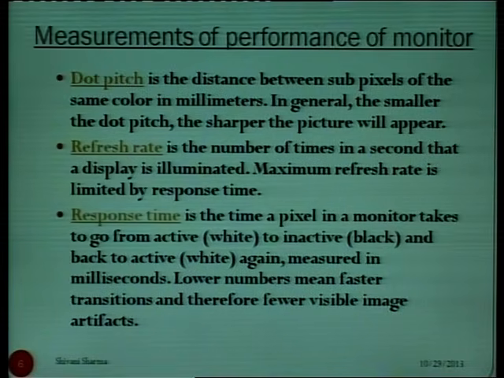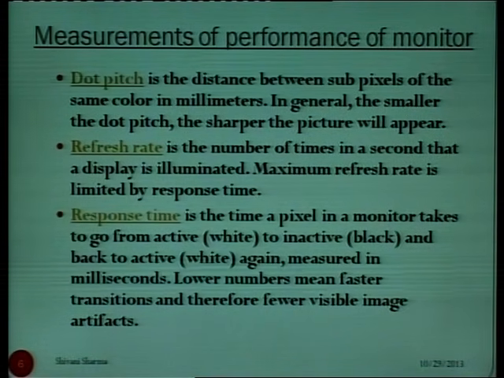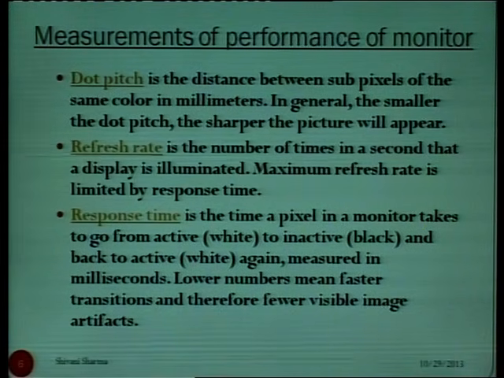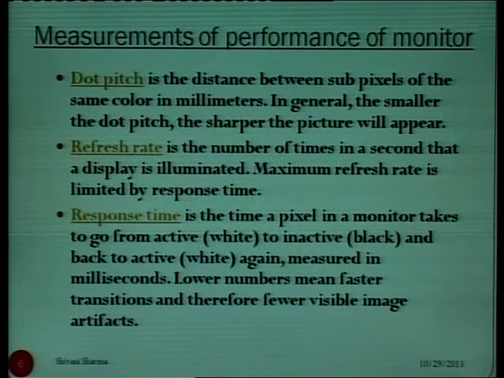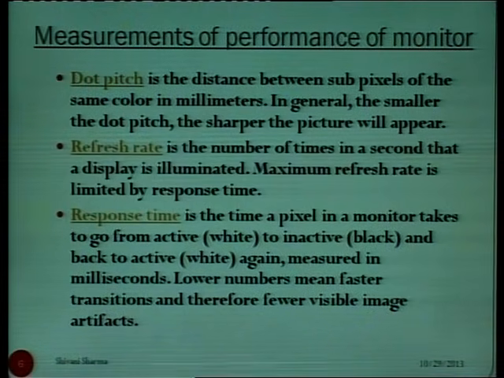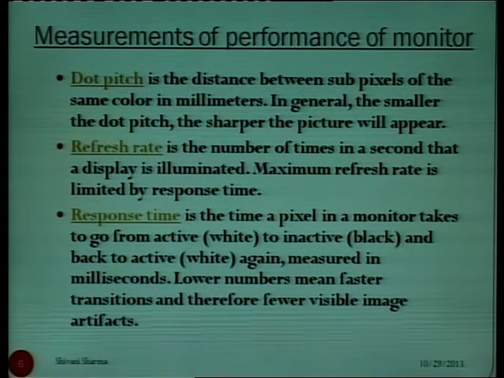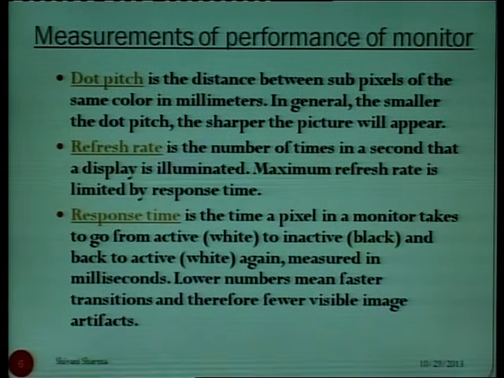Then next is the refresh rate. Refresh rate is defined as the number of times in a second that a display is illuminated. Maximum refresh rate is limited by the response time. And the next feature is response time, which is the time a pixel in a monitor takes to go from active to inactive. Active means white and inactive is black, and back to active again and again, and it is measured in milliseconds. The lower the number, the faster the transition, and therefore fewer visible image artifacts.